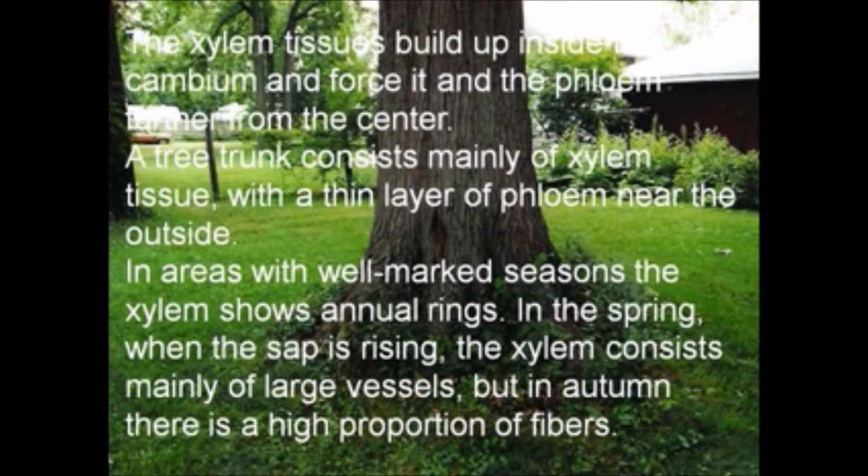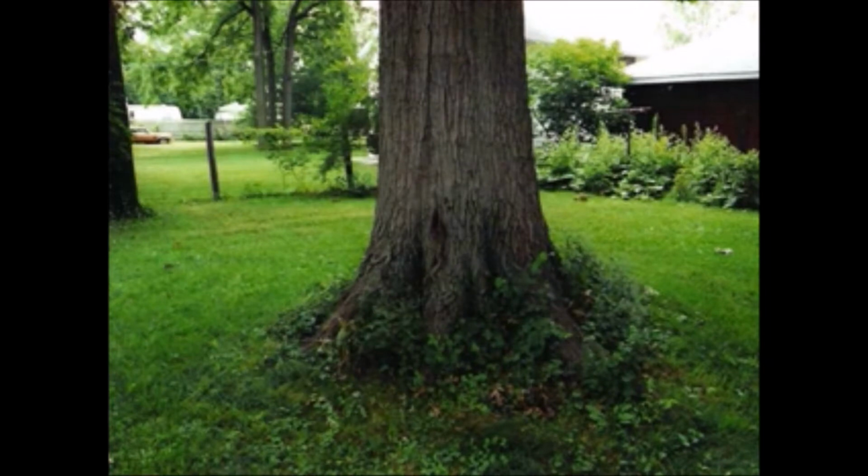The xylem tissues build up inside the cambium and force it and the phloem further from the center. A tree trunk consists mainly of xylem tissue with a thin layer of phloem near the outside. In areas with well-marked seasons, the xylem shows annual rings. In the spring, when the sap is rising, the xylem consists mainly of large vessels, but in autumn there is a high proportion of fibers.